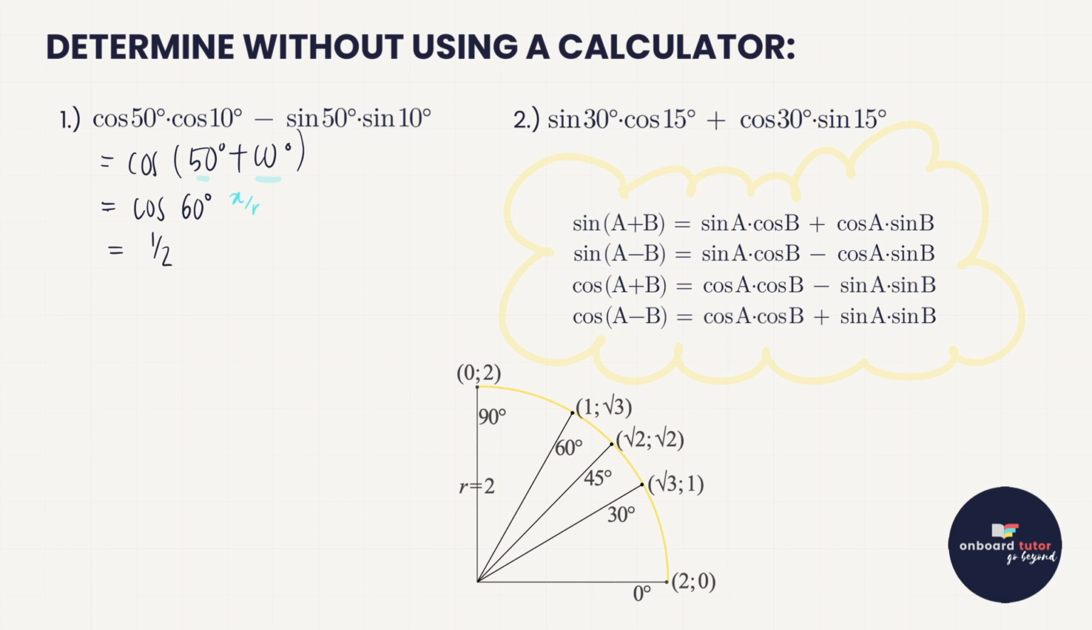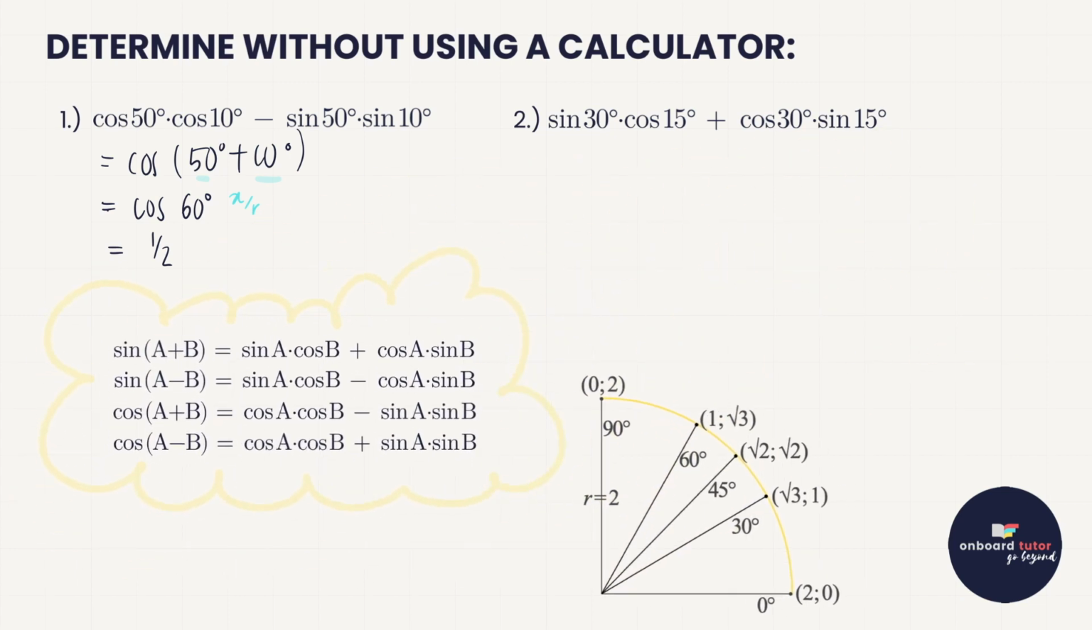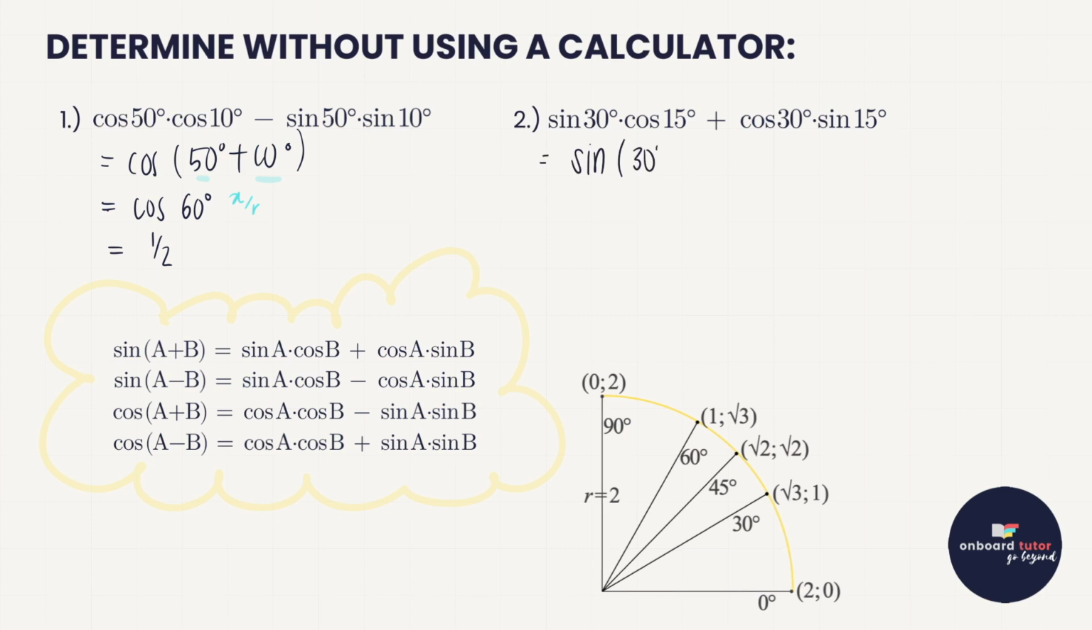Okay, let's tackle this next one. So we've got sine 30, cos 15, cos 30, sine 15. So we need to look for sine cos, cos sine, and a plus in between. So sine cos, cos sine, but we need the plus between. So it's that first one there. That's going to be the sine of a plus b. In our case, a is 30 degrees, b is 15 degrees.